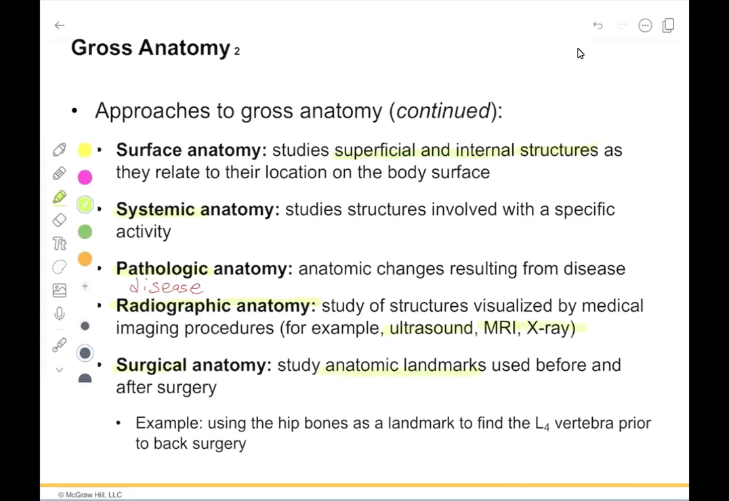So let's say, for example, we are using the hip bones as a landmark to find the lumbar four vertebrae prior to back surgery. That would be an example of surgical anatomy. And let's hope your surgeon knows the exact location of the L4 vertebrae if you're getting operated on for something like a herniated disc.